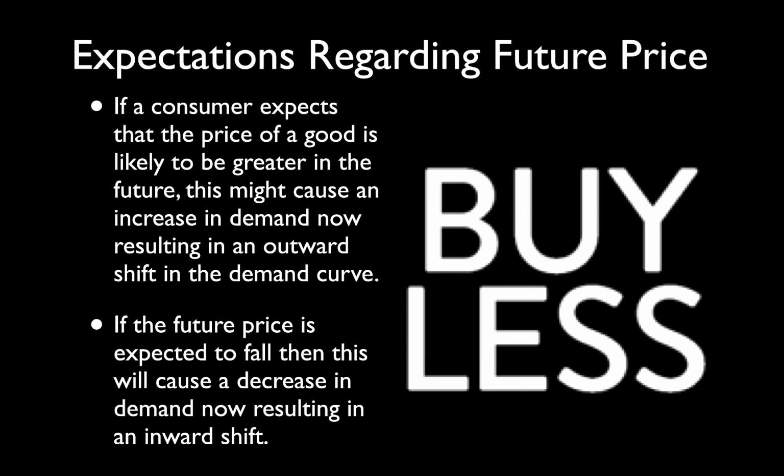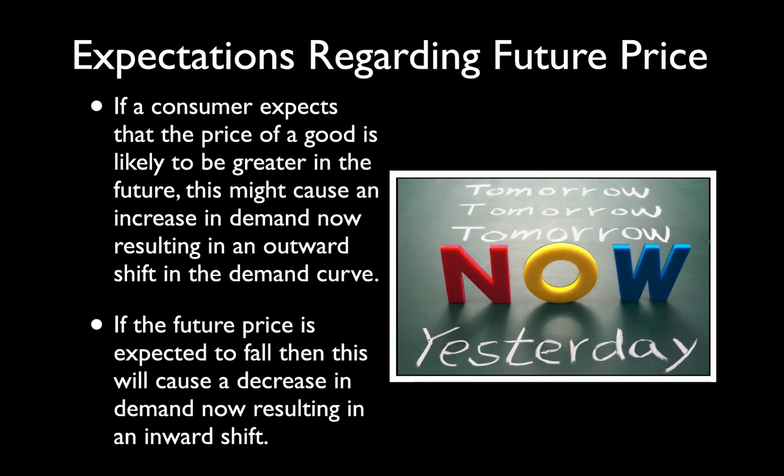And why are they going to do that? Because they're going to say, well, look, most likely I can do without the good for a little bit of time, and then when the price does fall in the future, what I can do is buy more than I usually do, and as such that will make up for the difference. So therefore I'm going to buy less now at every single price and wait for the price to fall in the future. Now, what does this mean? This means that if consumers expected prices to fall in the future, there would be an inward shift of the demand curve now.